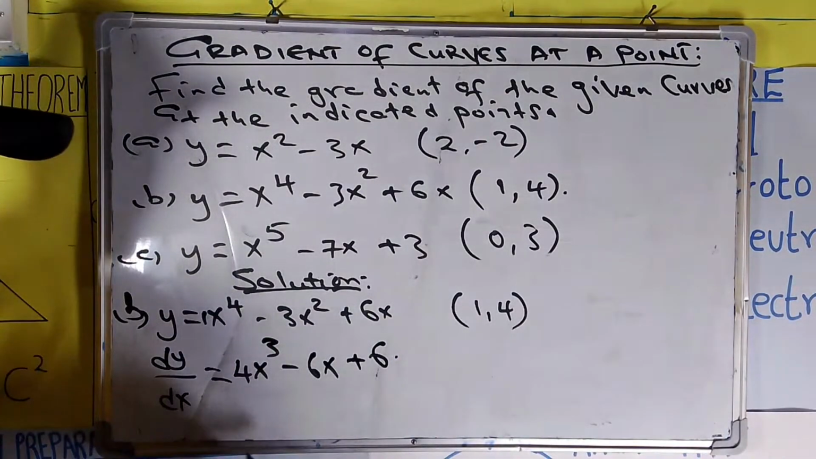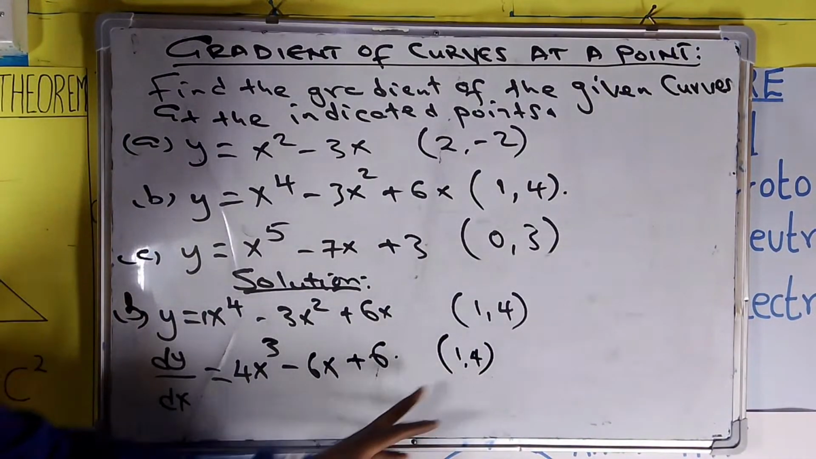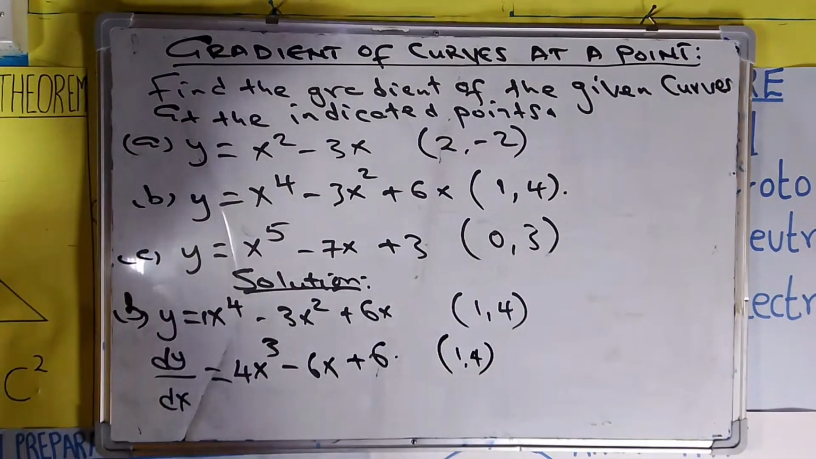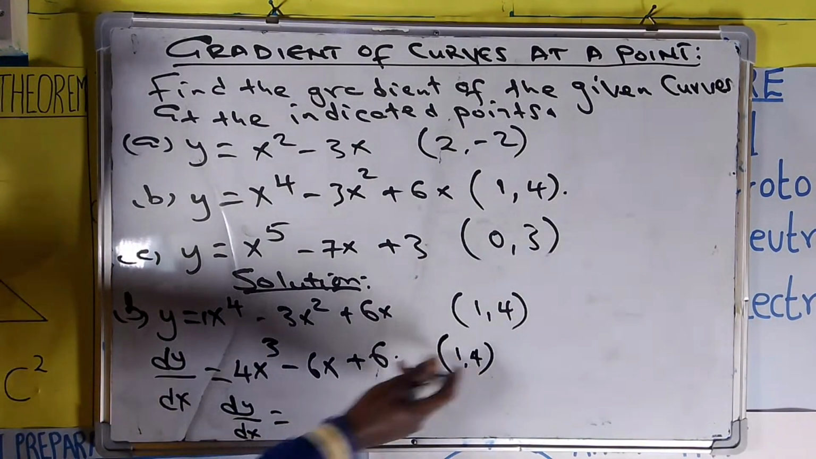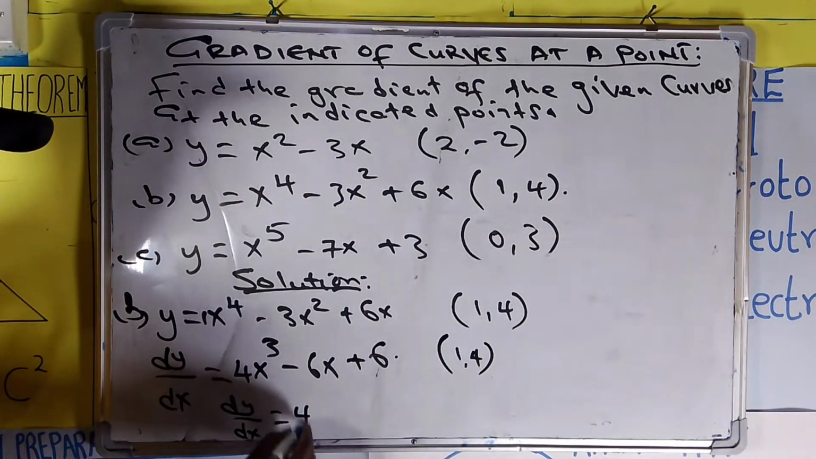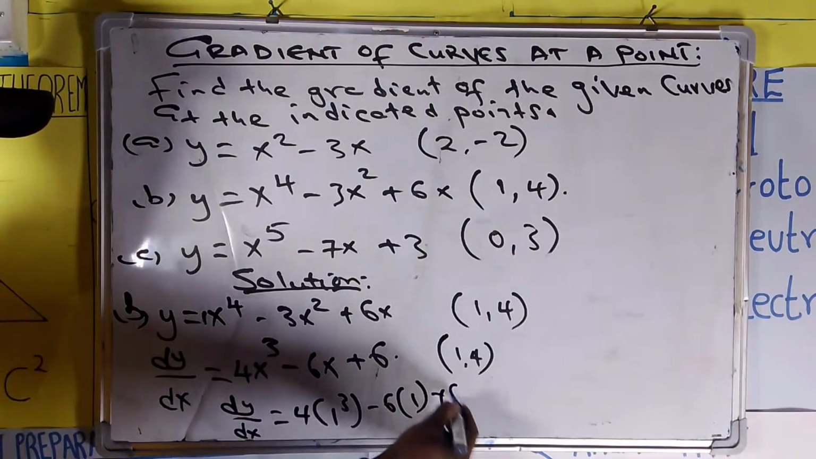And once we get this as our gradient function at 0.14, we will substitute our value for x with 1. And we are going to have dy over dx is equal to 4 into brackets 1 to power 3 minus 6 times 1 plus 6.